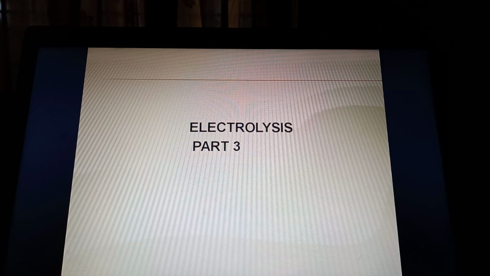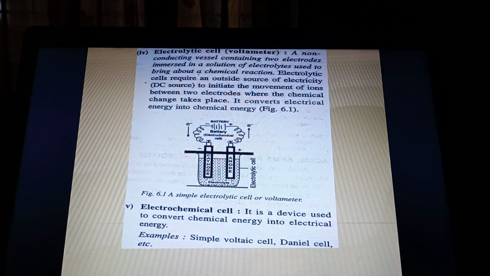Continuing with the part 3 chapter, electrolysis. Now before we actually go to the observations and the equations part involved in this chapter, and some examples where we have to study the observations and what are the reactions happening at the cathode and anode, we are still continuing with the basic introduction of the chapter.